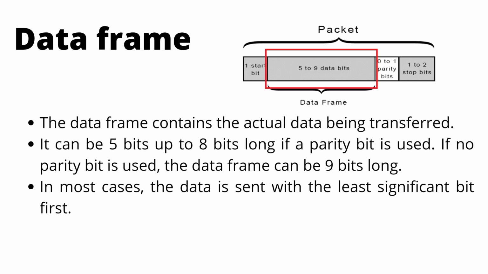Next to the start bit, the data frame. The data frame contains the actual data being transferred. It can be 5 bits up to 8 bits long if a parity bit is used. If no parity bit is used, the data frame can be 9 bits long. In most cases, the data is sent with the least significant bit first.